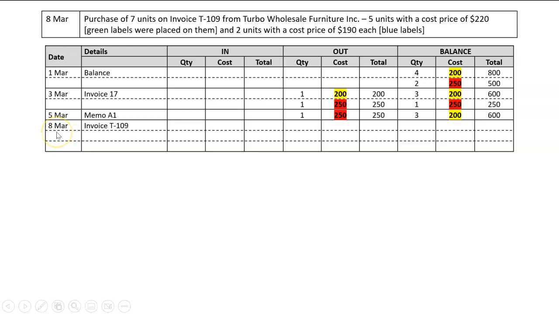We'll do the date, 8th of March, invoice T109. And because they gave us these ones first, they said 5 with a cost price of $220 and green labels, we're going to put them on top. And that is important to maintain that order, even though we're not using FIFO. Next one, 2 units with a cost of $190 with blue labels, so they'll come in there. So over here, we'll keep our order. We'll put the 3 at $200 on top, and we'll put the 5 at $220, and then the 2 at $190, like that.